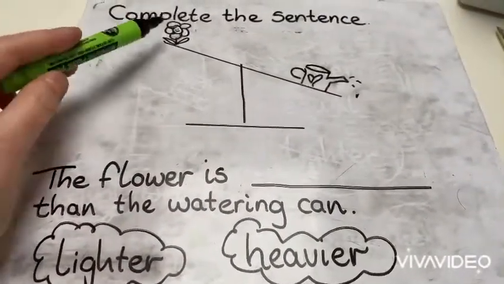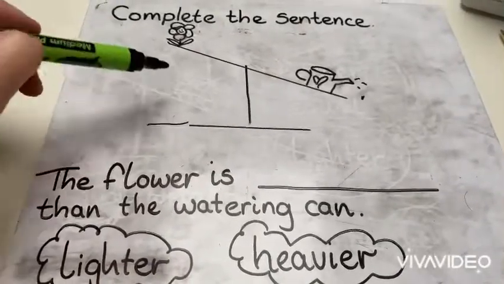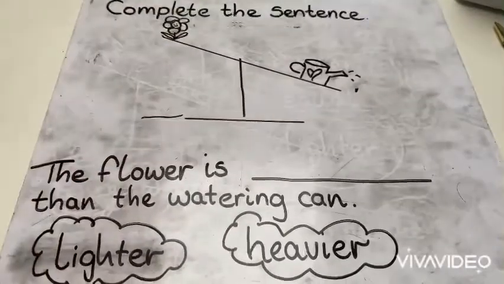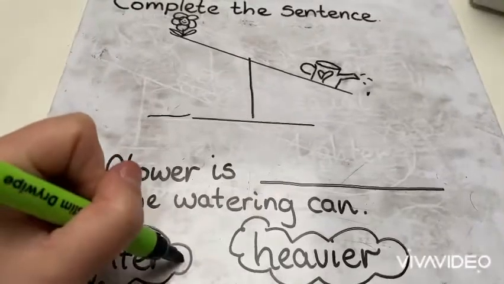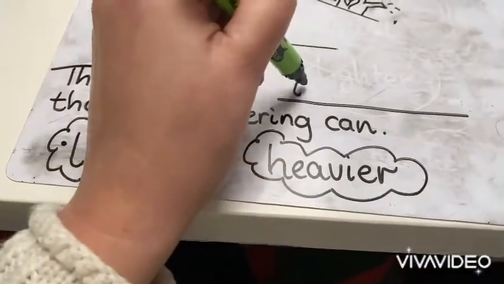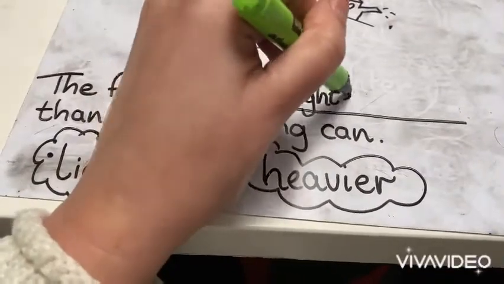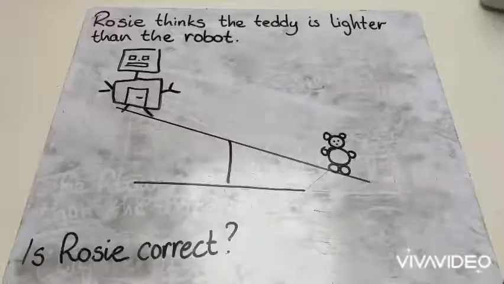My flower is up in the sky, far away from the floor. That means that this flower is lighter than the watering can. So we would write down lighter in our space. To complete the sentence. Well done.